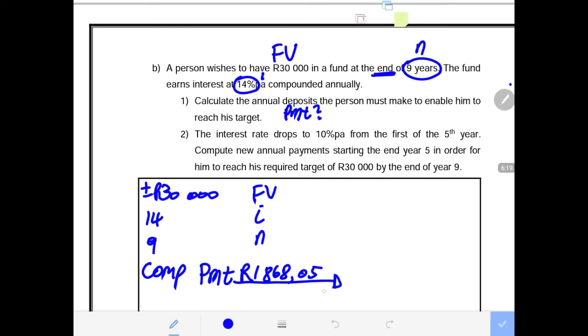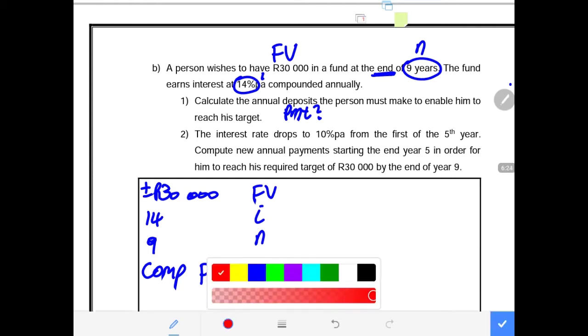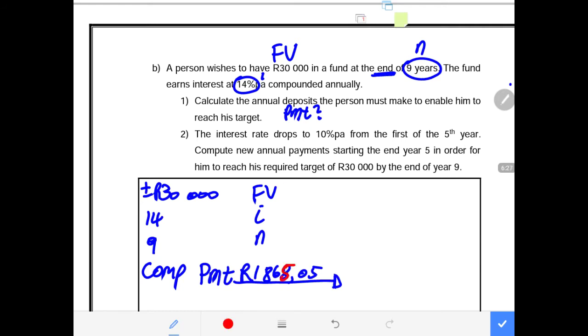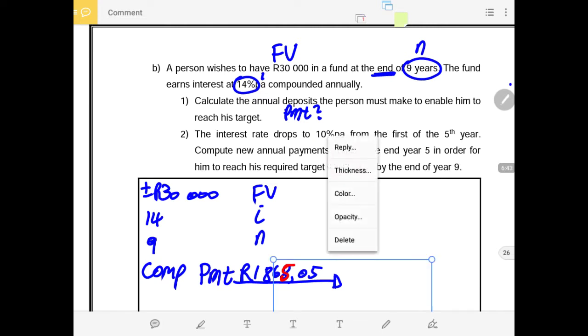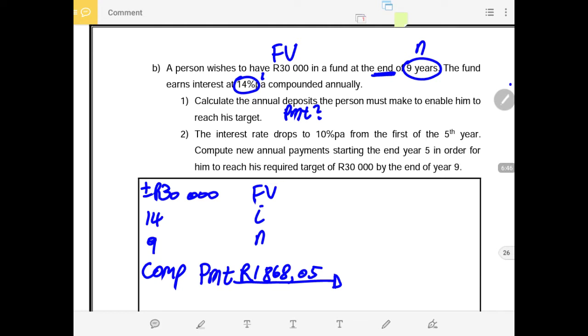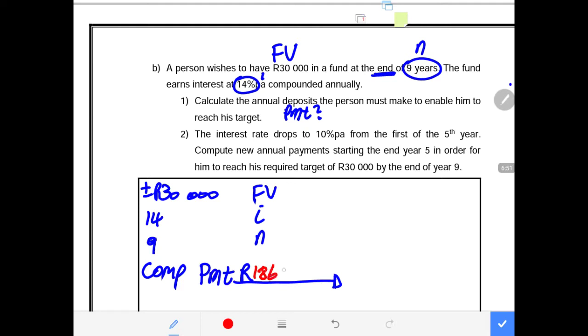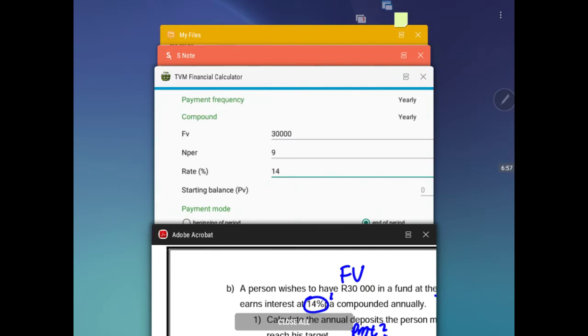So now 1,865.05 will be paid for the next 9 years in order for this person to reach his target of 30,000 rands. Then the next part of the question, which is very lovely, says the interest rate dropped to 10%.